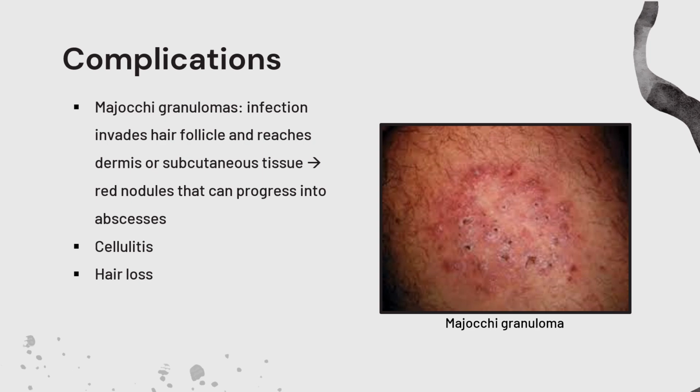Complications are usually uncommon in tinea infections, but of course they're still possible, especially in people who are immunocompromised. These complications include Majocchi granulomas, cellulitis, and hair loss. Majocchi granulomas occur when the dermatophyte infection invades a hair follicle and reaches the dermis or subcutaneous tissue. These appear as red nodules or papules, which can progress into abscesses.